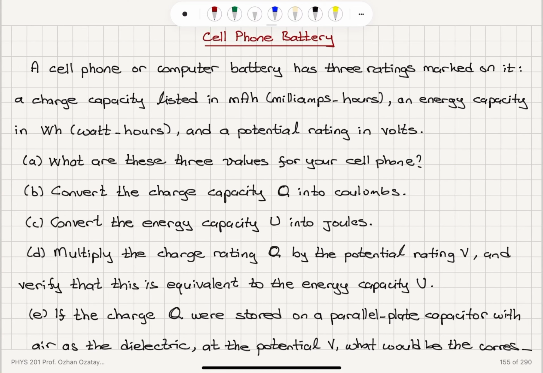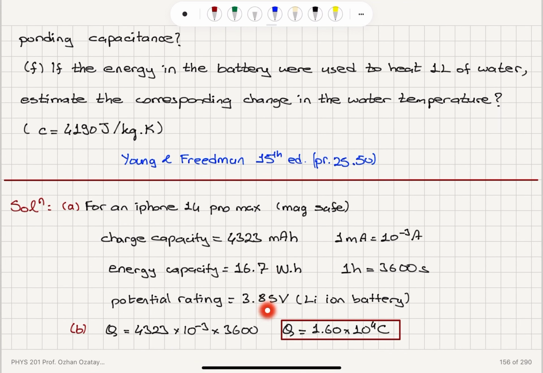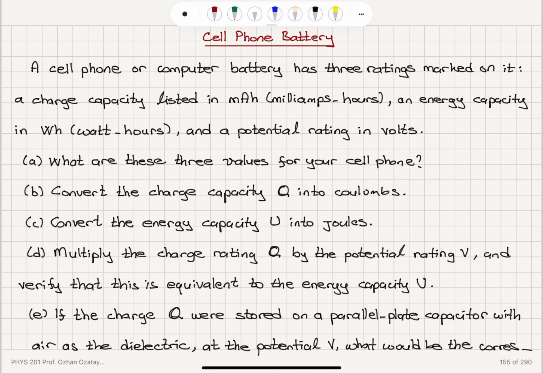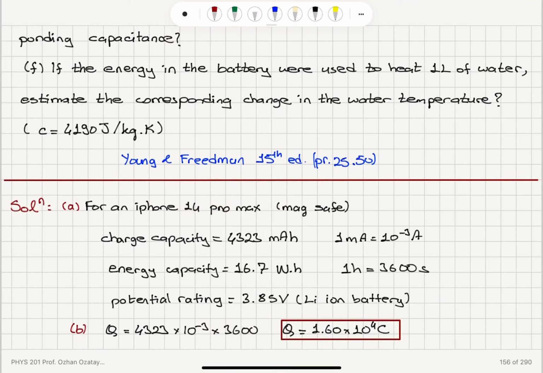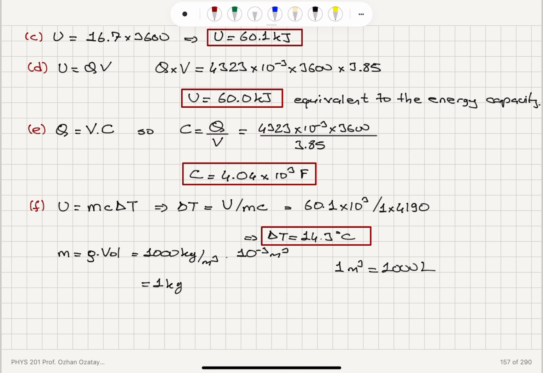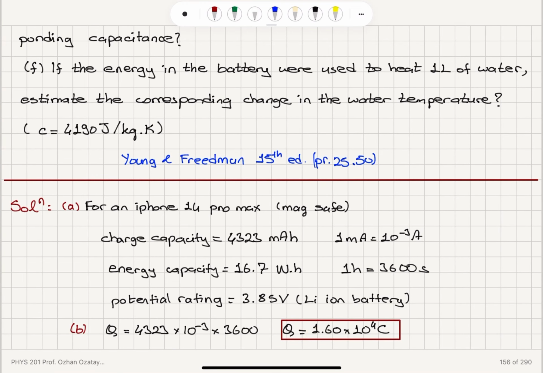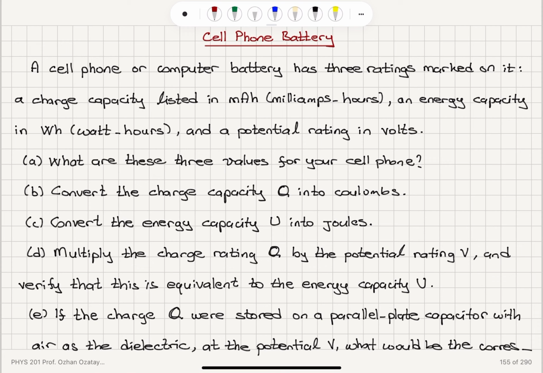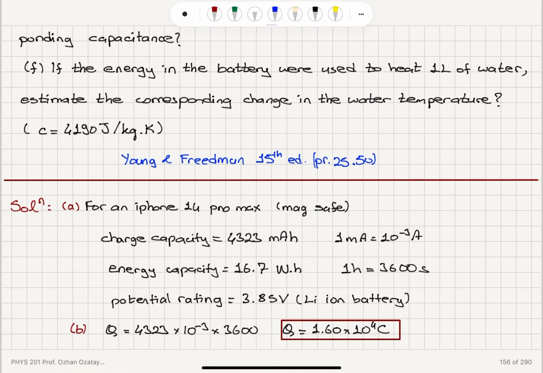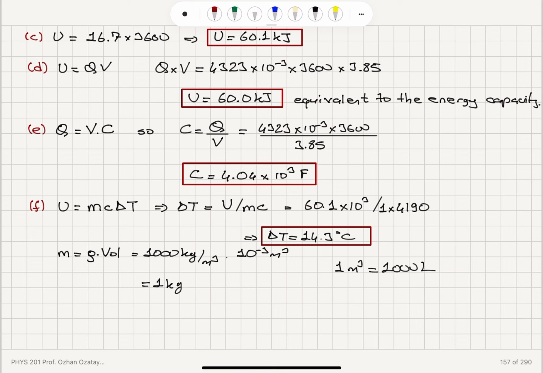Okay, so in this example, we were asked to find the ratings for the cell phone battery, and these are given in part A, and then convert those ratings into coulombs and joules. That's what we did in part B. Q is equal to the rating given in milliamps hours multiplied by 10 to minus 3, 3,600 seconds to convert to coulombs. And the rating given in watts hours, 1 hour is 3,600 seconds. So that gives us in joules. If I multiply the charge rating and the voltage rating, potential rating, this should give me U. That's what I have verified in part D. Q times V is U.